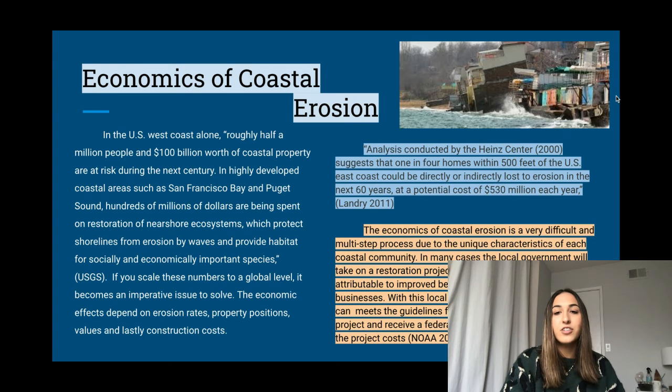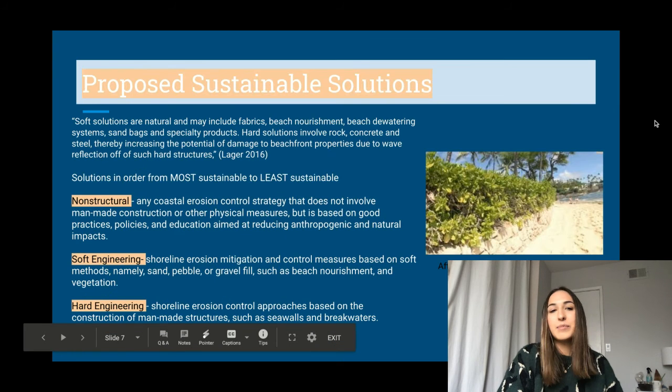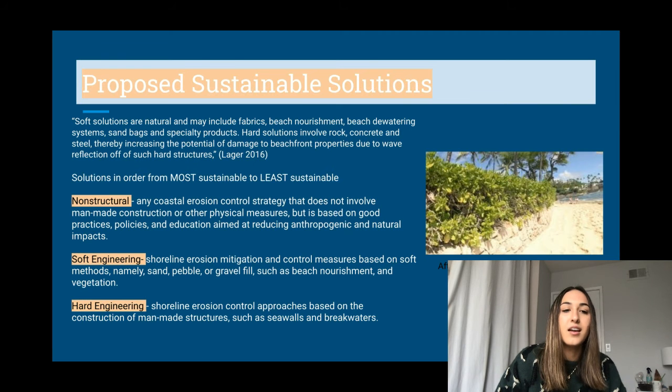After talking about restoration projects, we're going to move on to look at what those mean in terms of sustainability. Proposed sustainable solutions. I ordered the solutions from most sustainable to least sustainable, and then we're going to dive into what those mean after.